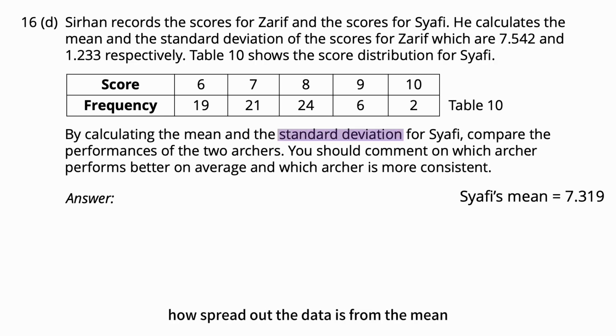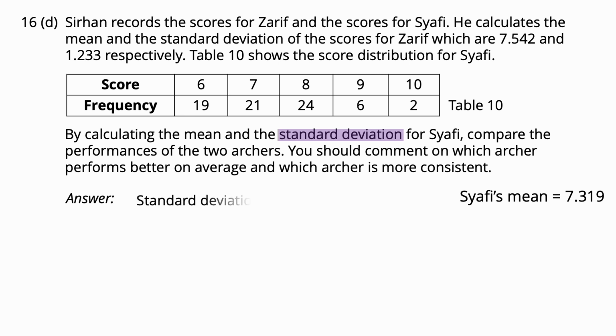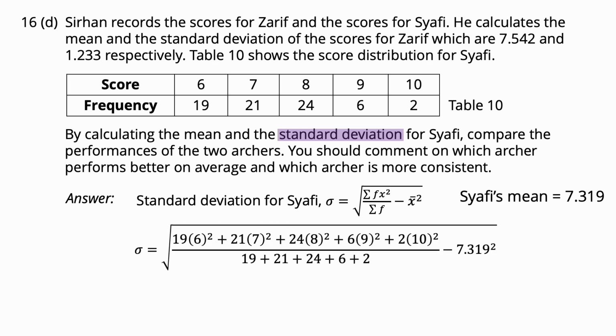Standard deviation tells how spread out the data is from the mean. Standard deviation for Shafi: sigma equals the square root of the sum of f times x squared divided by the sum of f, minus mean squared. Substitute all the data from table 10 and the mean 7.319 into the formula. The calculated result is 1.042.